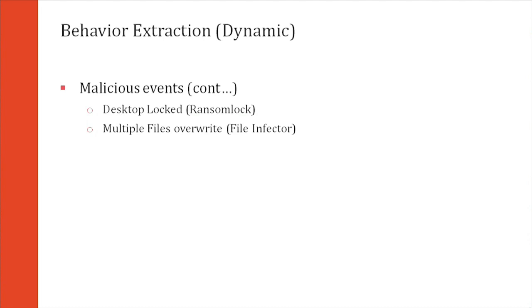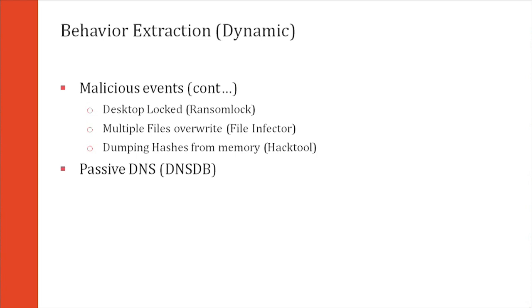Multiple files overwritten might be a file infector, which normally is going to scan the whole system and then overwrite the system binaries or any other documents with malicious code, and those are normally called file infectors. Dumping hashes from memory: there might be a malicious event that is just trying to get the SAM database, which holds the Windows account hashes, from memory. It's another behavior.